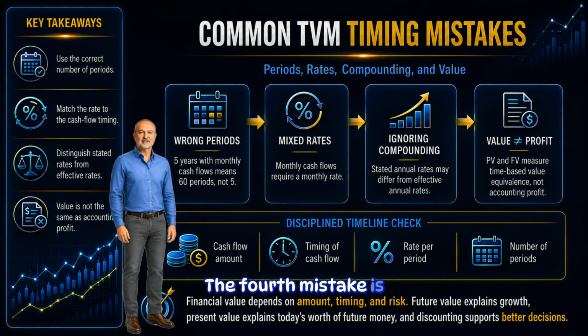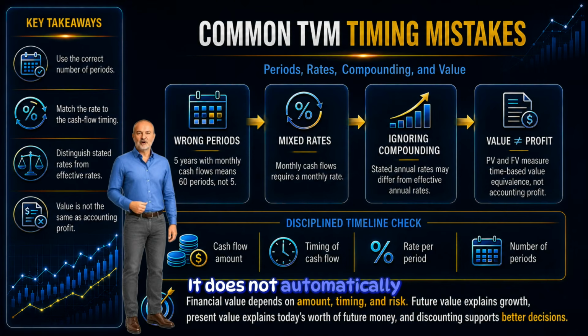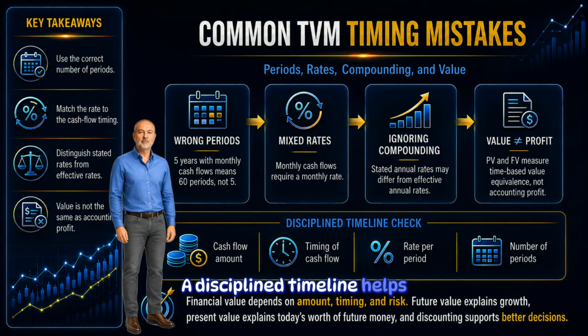The fourth mistake is confusing value with profit. A present value or future value calculation measures economic equivalence across time. It does not automatically measure accounting profit. A disciplined timeline helps prevent these mistakes. Before calculating, identify the cash flow amount, the timing of the cash flow, the rate per period, and the number of periods. The larger managerial lesson is powerful.